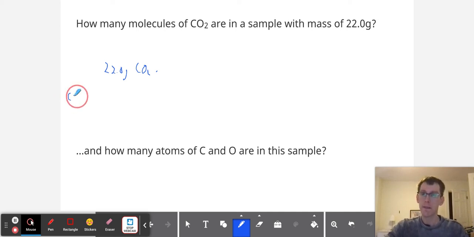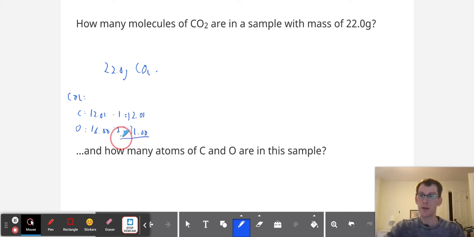So for CO2, we need carbon and oxygen. The oxygen weighs 16.00 grams per mole, and the carbon weighs 12.01 grams per mole. There's only one carbon, but there are 2 oxygens. So we have 12.01 grams per mole that are just the carbon, and 32.00 grams of oxygen. And this adds up to 44.01 grams of CO2 for every 1 mole.